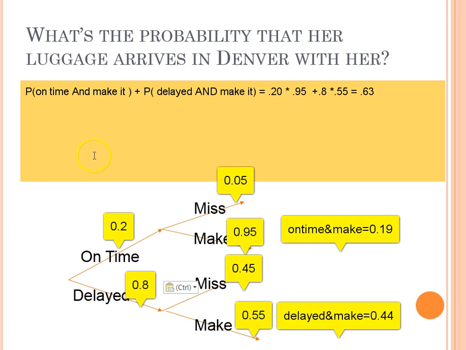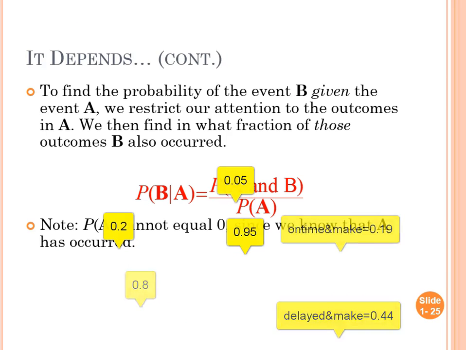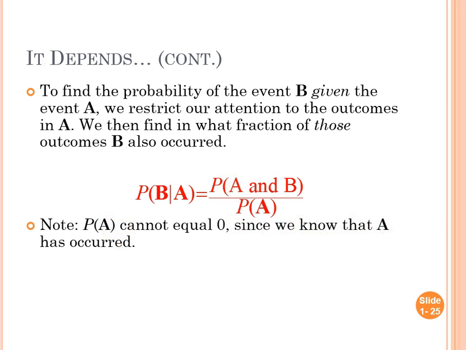And then the last step is to calculate each of these probabilities. So they have the word and in them. So on time and make it, we can multiply those two probabilities together. And then to get the probability of delayed and make it, we can simply multiply those two probabilities together. The sum of those two probabilities of being on time and delayed will add together for a final answer of 0.63.